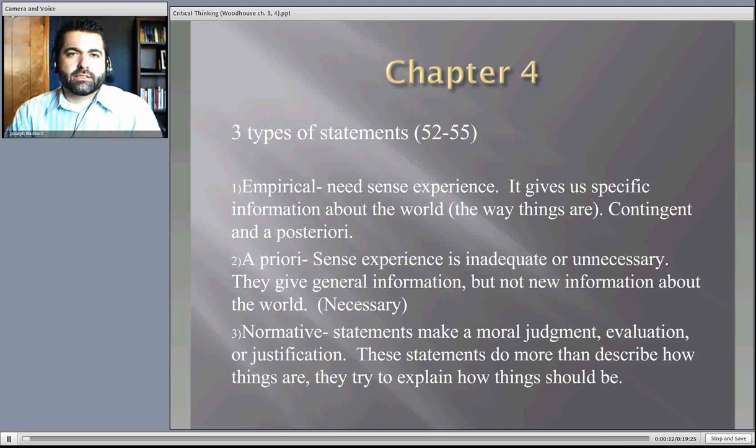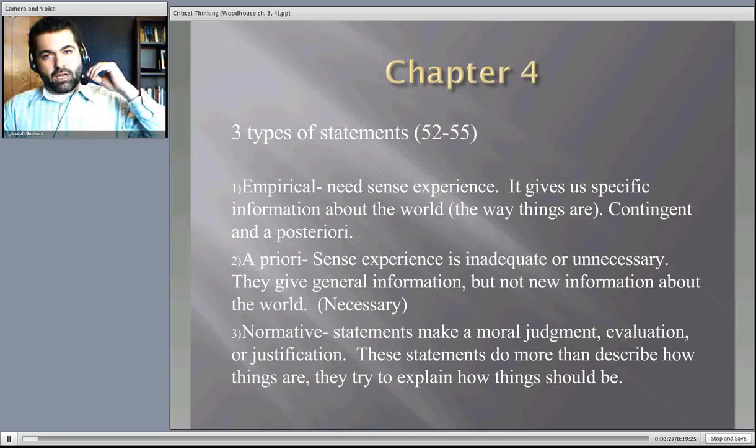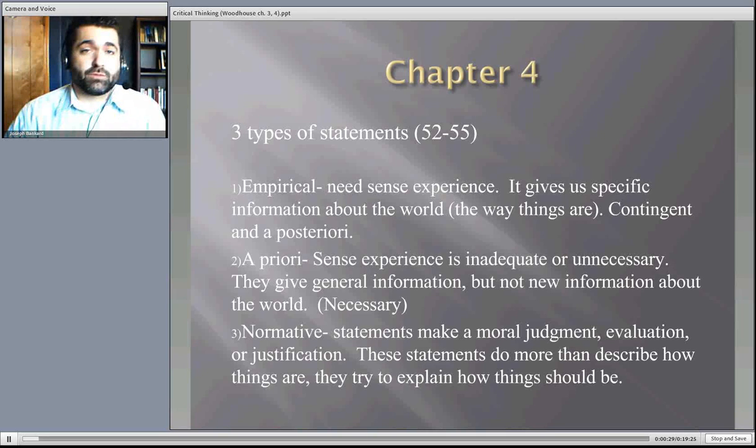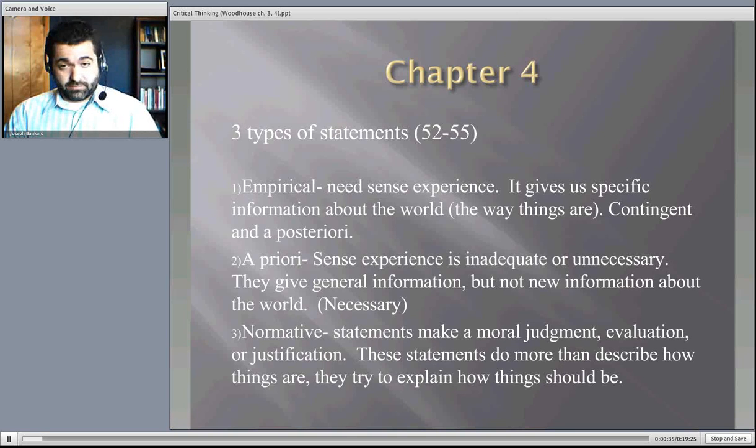The last lecture video emphasized certain points from chapter 3. This one will be shorter than the last. I just want to highlight a few key elements and maybe give a couple of examples to help explain some of this. So what I'm going to emphasize from chapter 4 is the 3 types of statements or claims highlighted, and you can see those here on the PowerPoint, right?